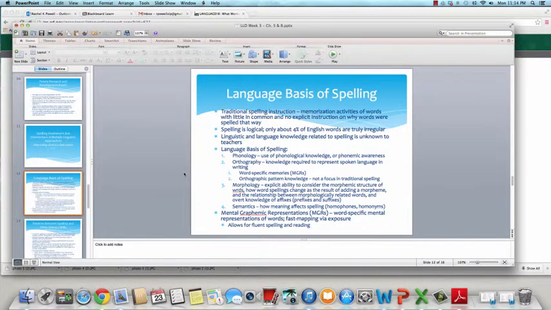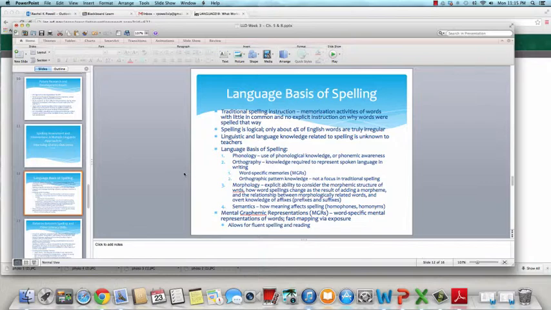So what is the language basis of spelling? We know that traditional spelling instruction, remember, you got the list of words, you had to write it five times each throughout the week, and then you were given the spelling test on Friday. So it's just rote memorization activities of words with little in common and no explicit instruction on why words were spelled that way. You give them a list and you expect them to memorize that. And the idea is that spelling in English is illogical. It doesn't follow a pattern, but that's simply not true.